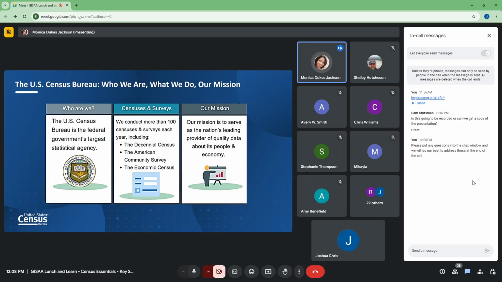And this is our mission: to serve as the nation's leading provider of quality data about its people and economy. Census data is a key resource used for planning schools and roads, for opening or expanding a business, and to distribute billions of dollars in federal funding.